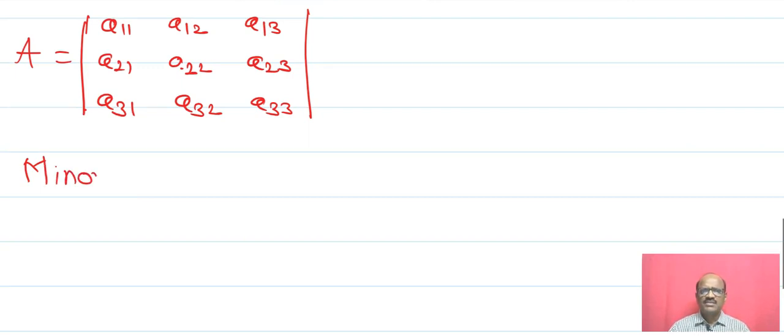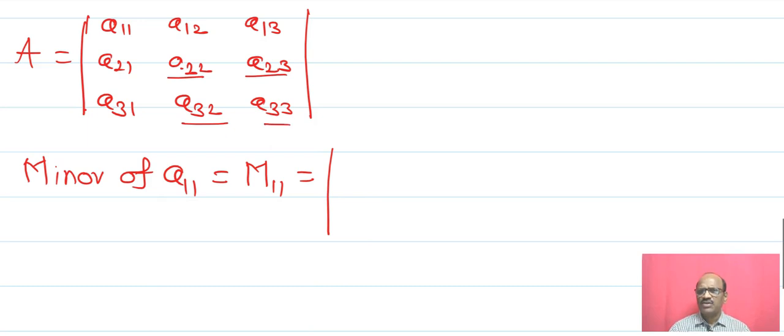That is the minor of A11, equal to capital M11. M stands for the minor. First row, first column. Now in the first row, first column, again neglect the element below A11 and in front of A11, that is A12, A13, A21 and A31, neglect.